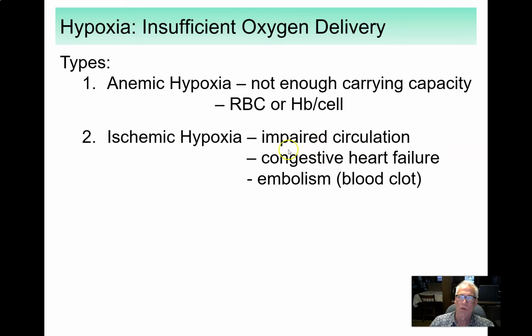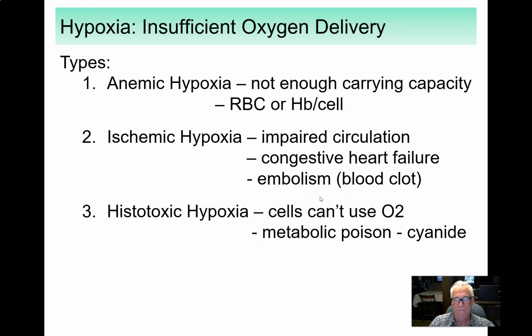If there's something wrong with your circulation, impairing the circulation, or an embolism. An embolism is what happens when a blood clot forms inside the vascular system, breaks loose, travels into the heart, and then out into an artery, and then into smaller and smaller arteries, and clogs and blocks flow. You're going to have ischemic hypoxia. Histotoxic hypoxia.